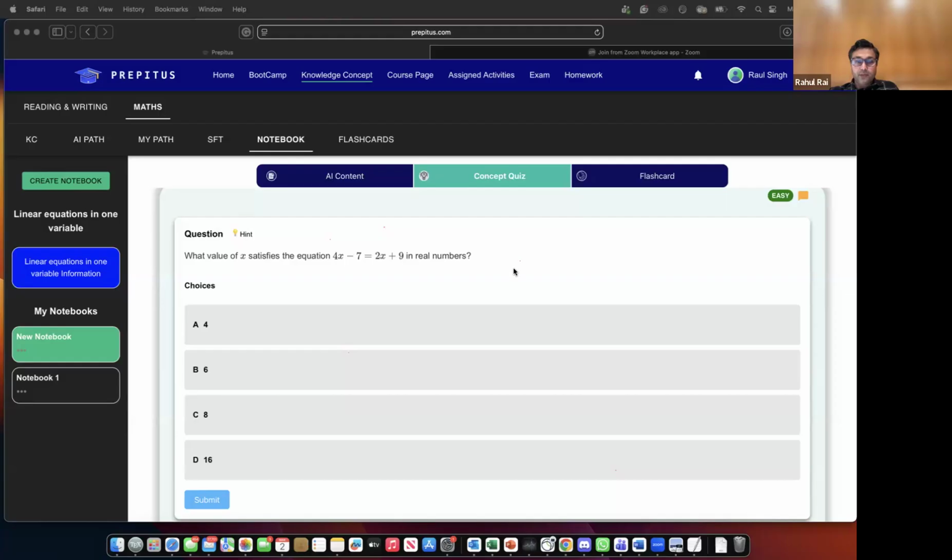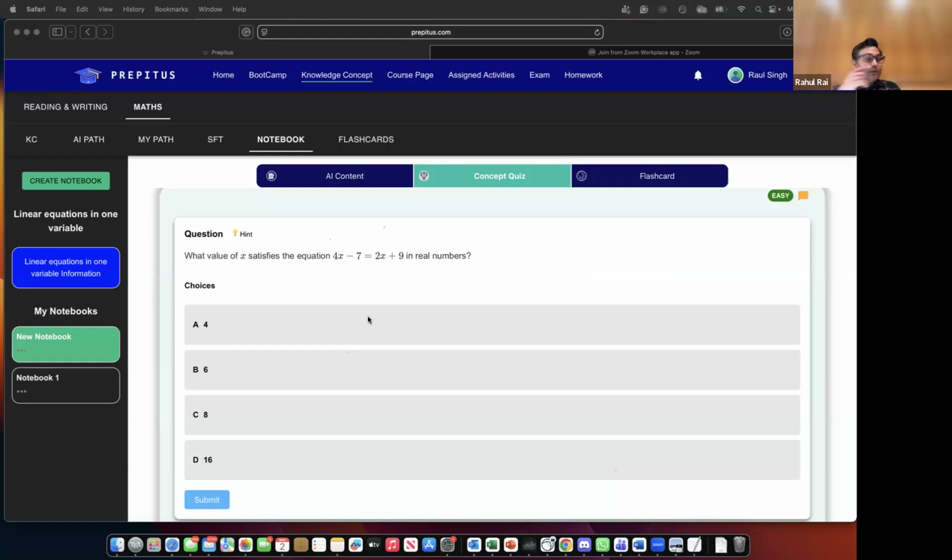So I think the best way to solve this is to bring 2x on this side and move the 7 to the other side. This will give us this equation, which simplifies to 2x is equal to 16, or x will be equal to 8. So the right answer is going to be C, right? That is going to be the right answer.